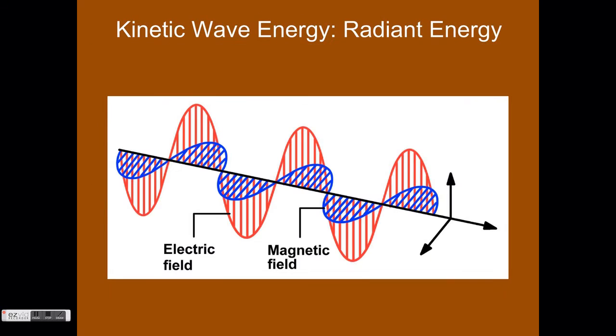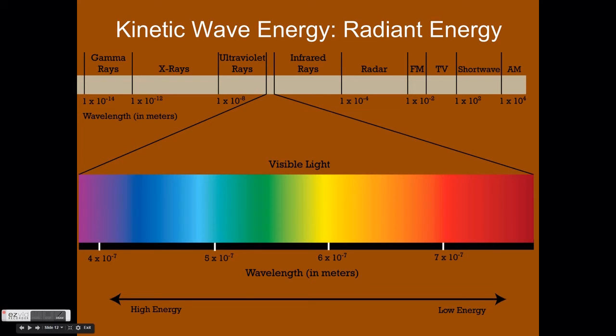Light is a form of energy carried by electromagnetic waves. Another name for light is radiant energy. Electromagnetic waves are magnetic waves and electric waves moving perpendicular to one another. Waves are measured in wavelengths, which is the distance between two waves.